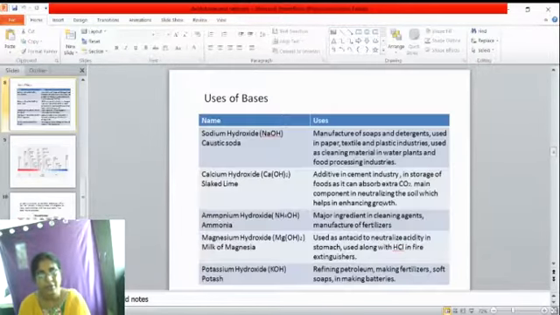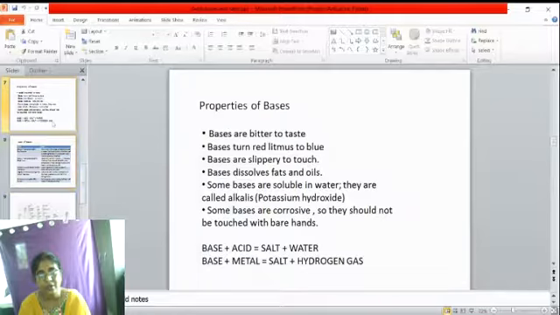Now coming to the reactions of the base. When acid and base react with each other, that results in the formation of a salt and water. Whereas a base, when it reacts with a metal, gives rise to a salt and hydrogen gas.